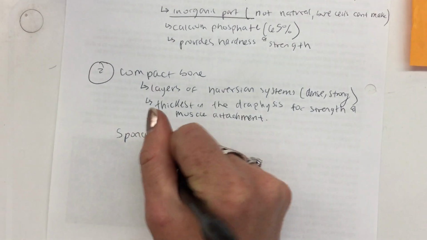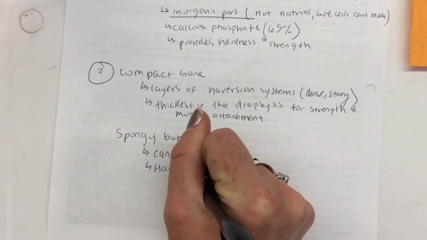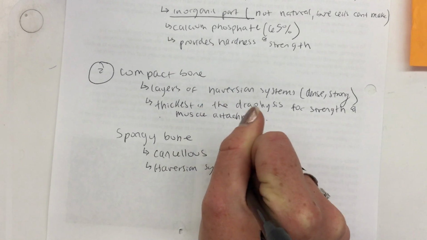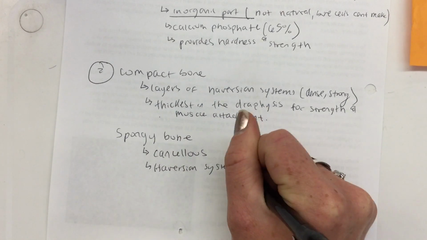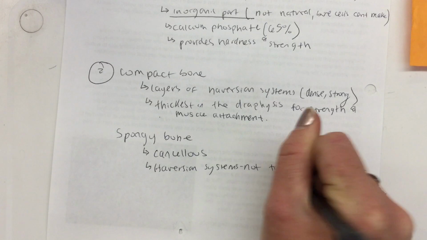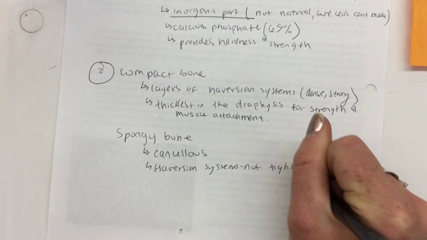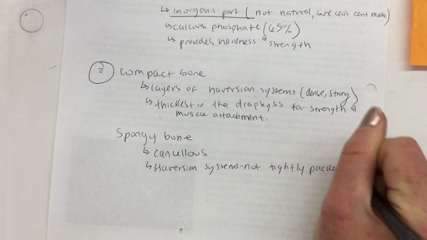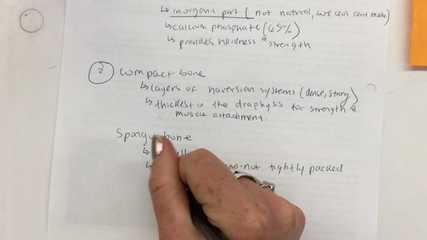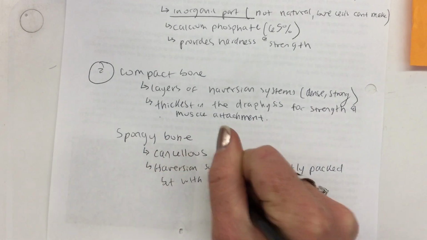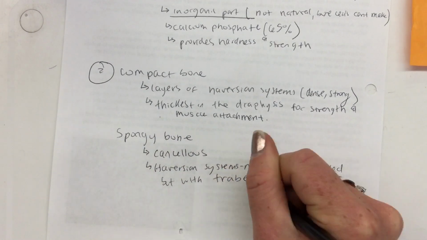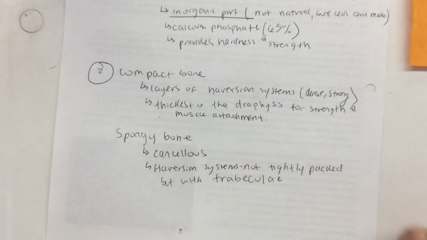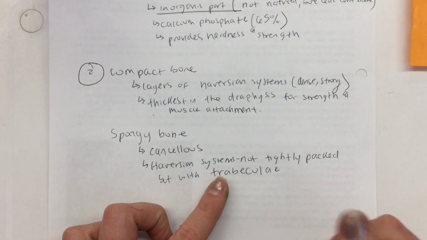It still has Haversian systems, but they are not tightly packed like in that compact bone. Instead, they have trabeculae. They're kind of like rod-like structures.